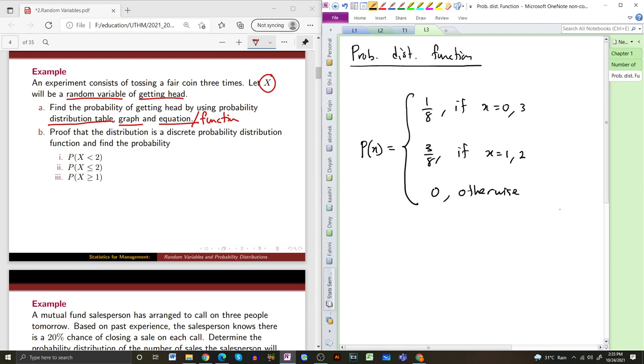So you have seen now how we present the probability information in terms of three methods. One is table, one is graph, and another one is equation or function. Okay, out of these three methods, table and function we use very frequently compared to graph.